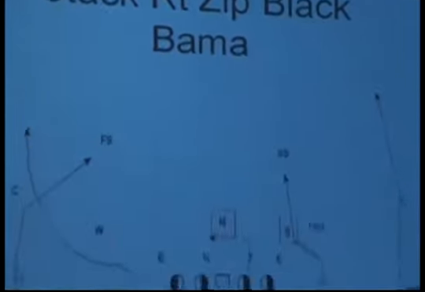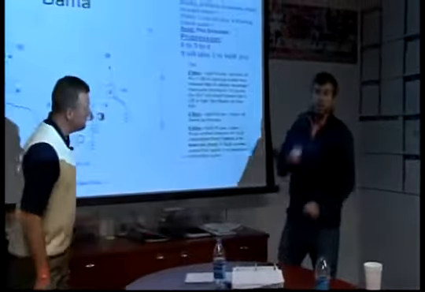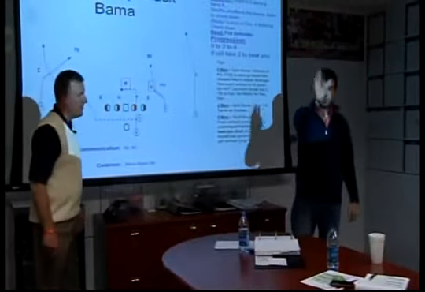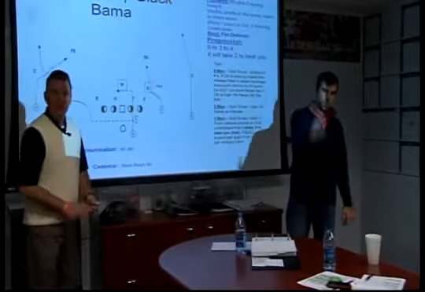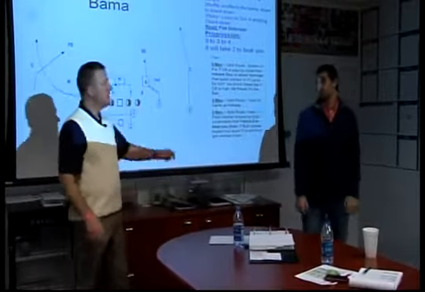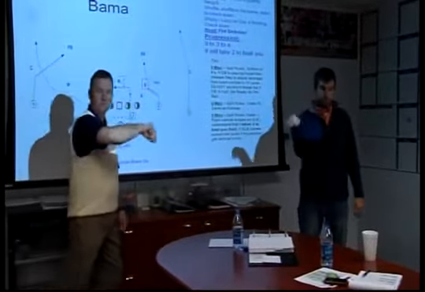Bama. Coach, if you'll come up, let's go ahead and go through the signal. This is stack right, zip, black Bama. Black would be on the board. Bama, elephant, trunk, that's one signal. All right, the other signal is car. Okay, making a big turn.